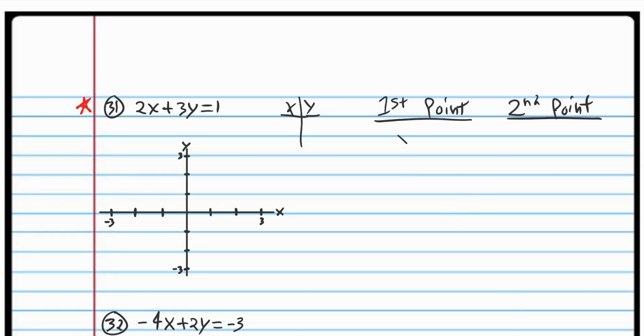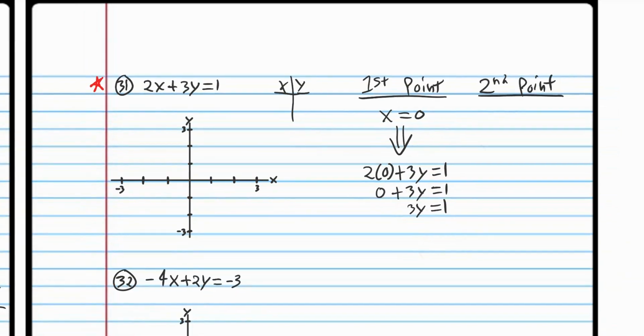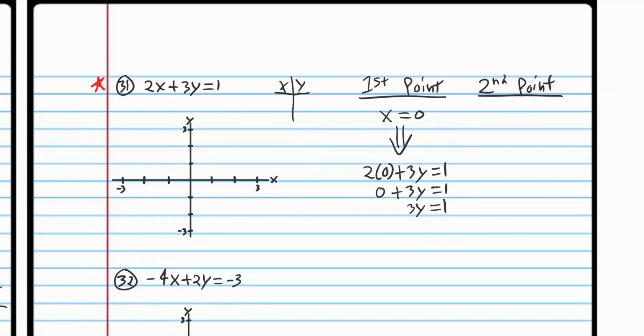So we'll plug in 0 for x. Then we have 2 times 0 plus 3y equals 1. 2 times 0 is 0, and the 0 just goes away. We're left with 3y equals 1. That's a one-step equation, so we're going to divide both sides by 3. I'm not going to make you show that, but then we end up with 1/3.